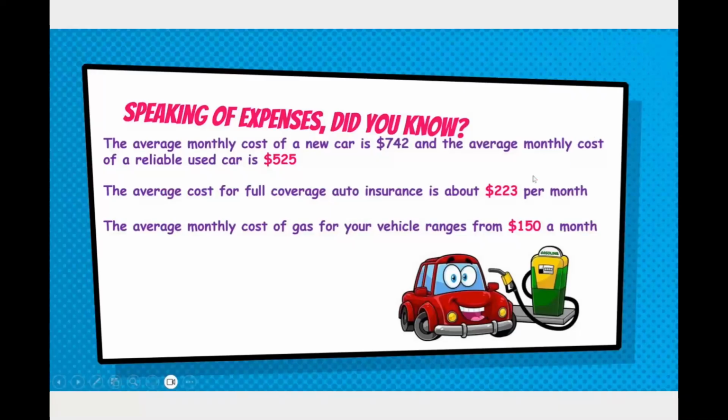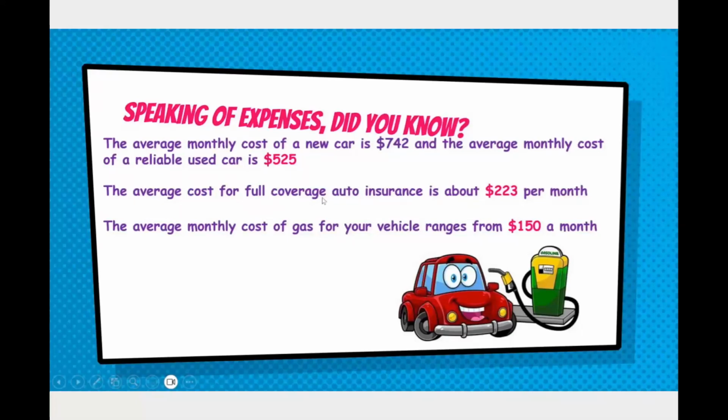But the average monthly cost of a new car. So we're going to move on to vehicles now. Cars have three parts: the vehicle itself, the cost for gas, and the cost for insurance. The average monthly cost of a new car is $742, and the average monthly cost for a reliable used car is $525. I would never spend that money. It's probably why I don't buy new cars.